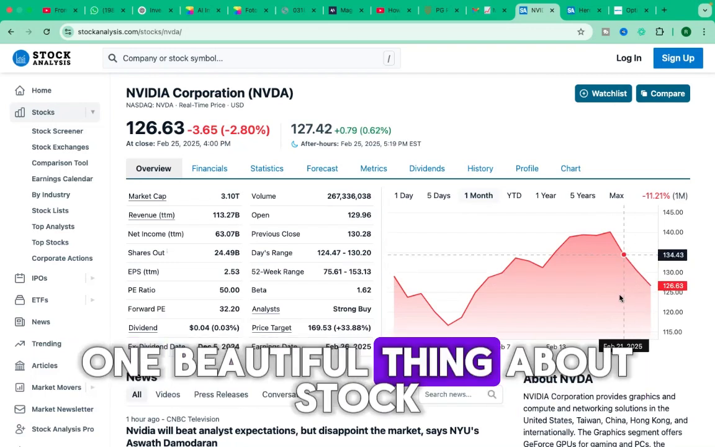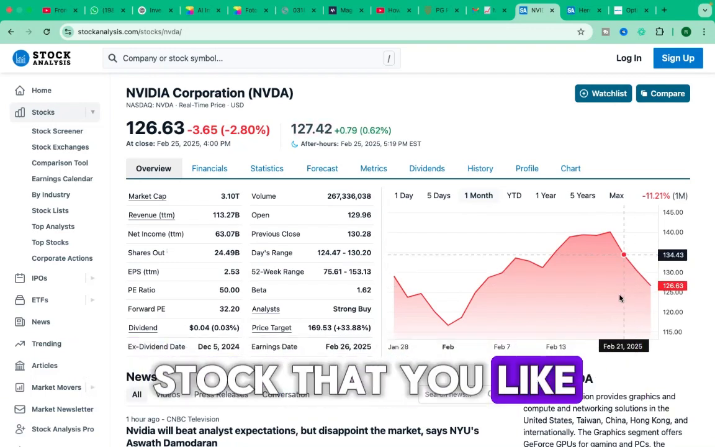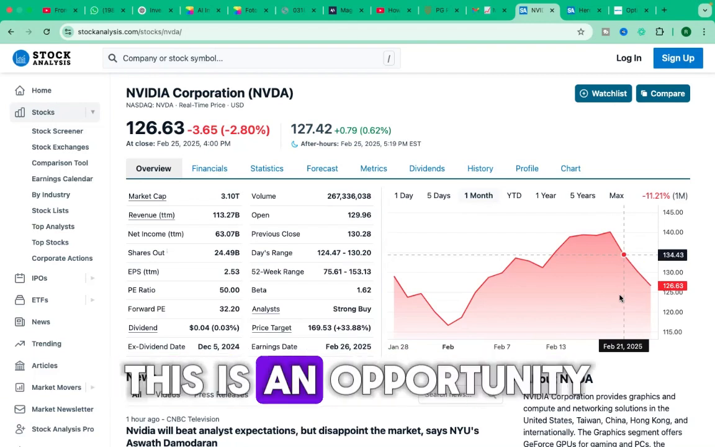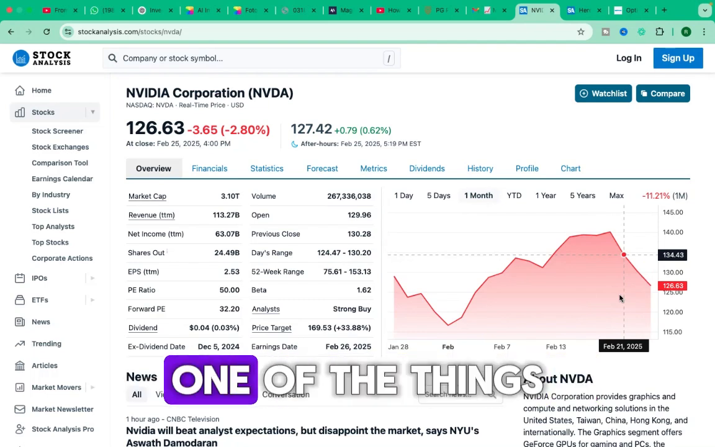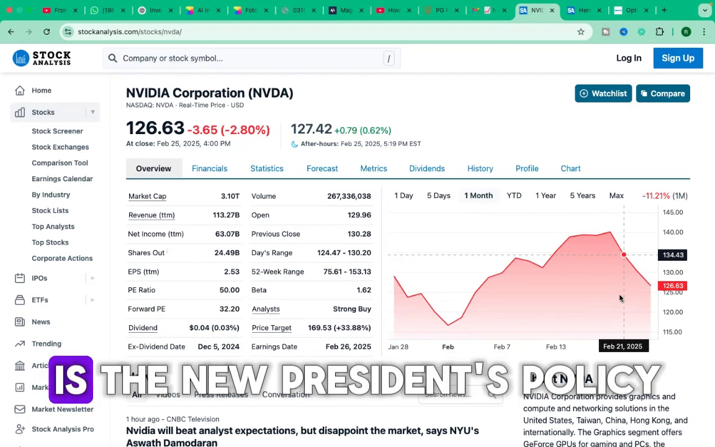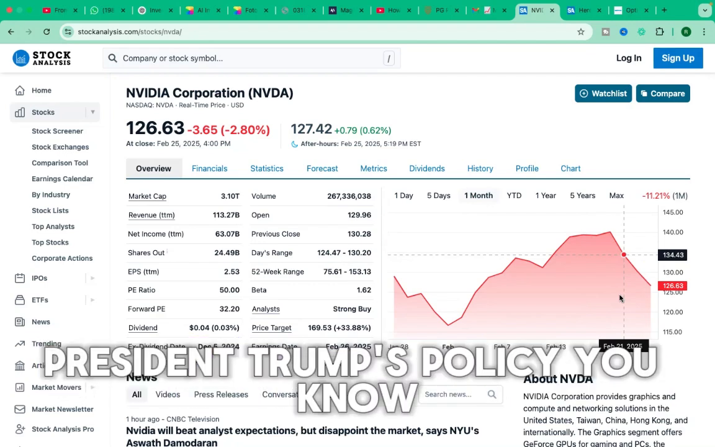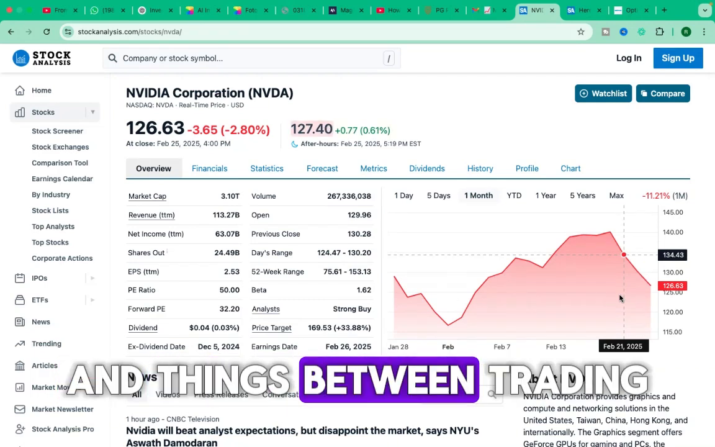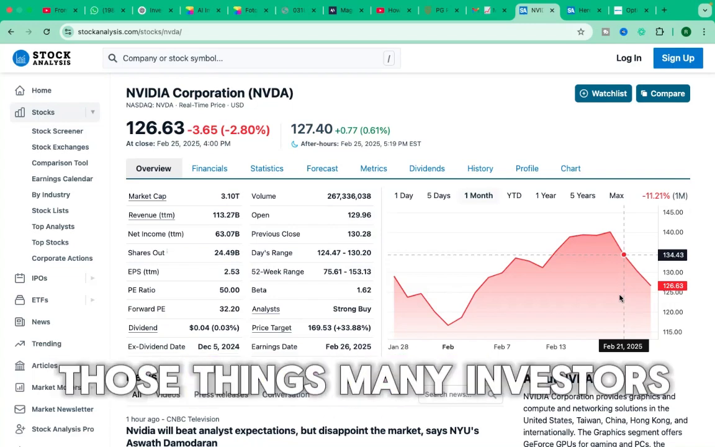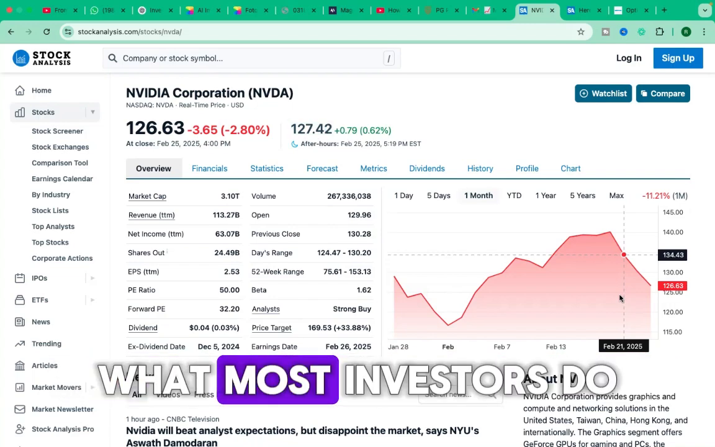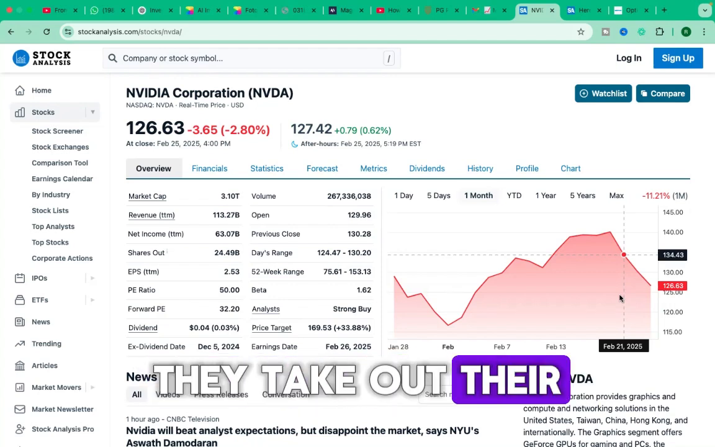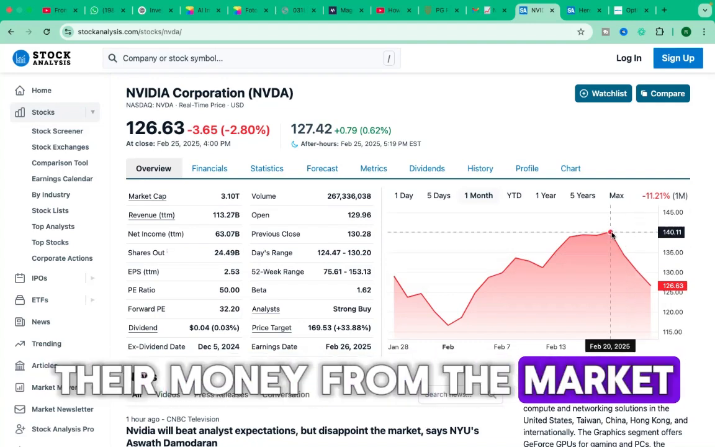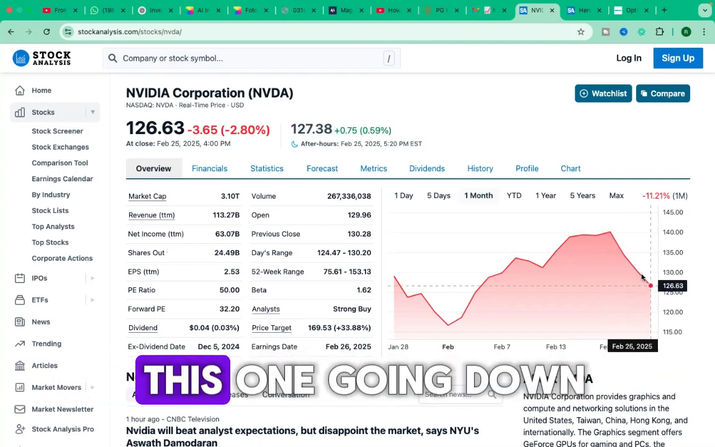But do you know one beautiful thing about stock? When a stock that you like is going down, you should be happy because this is an opportunity for you to jump in. Presently, one of the things that is making a lot of companies' shares go down is the new president's policy, President Trump's policy. He said he's going to bring in some tariffs on trading between Canada and others. So with a lot of those things, many investors are afraid. What most investors do when they are afraid like that is take their money out of the market. And of course, when they take their money out, the market will go down, just like you see this one going down.